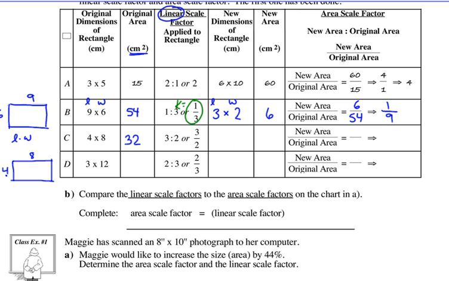Our scale we're going to use is a 3 to 2 scale. So we want to make a new object that's a 3 to 2 scale. So here's our new, original. It's like new over original. 3 over 2 is our scale factor.